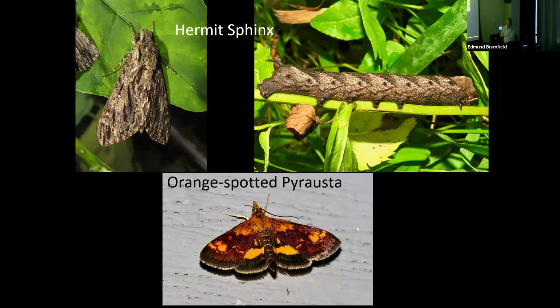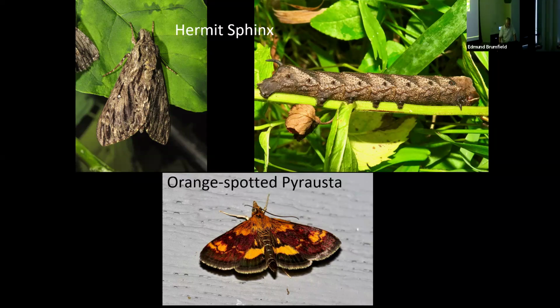Hermit sphinx. Now, this is a caterpillar. I tried to select photos that we've seen on field trips. So we did see a caterpillar hermit sphinx once on a field trip to Kittatinny Valley State Park. And there's the adult. We had a caterpillar that Sharon found on our mountain mint some years ago, but I've never seen an adult in the yard, despite the fact that we've got lots of mints.